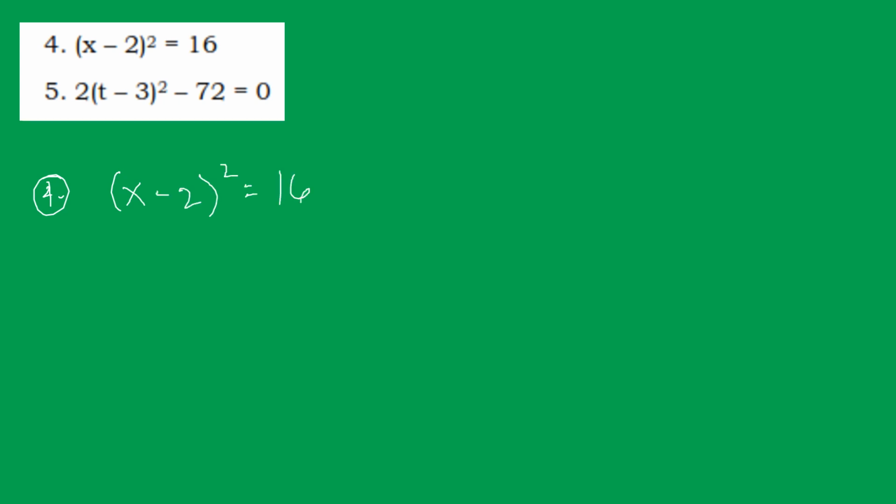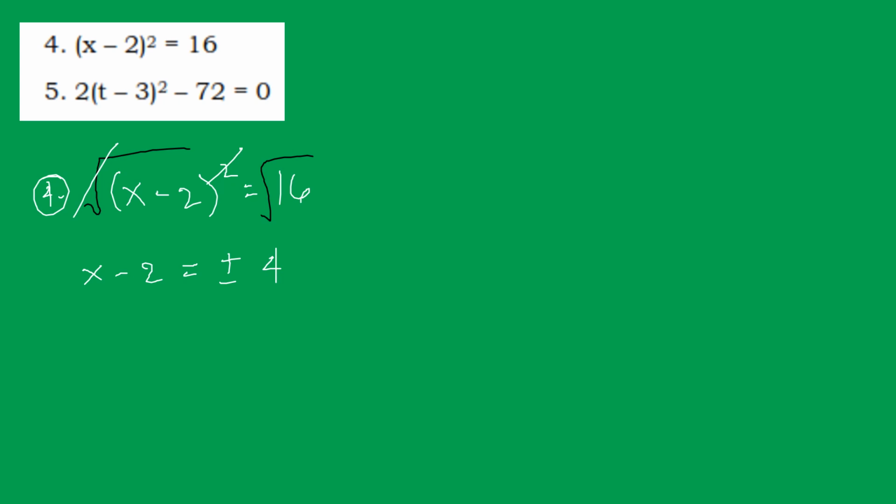So as you can see, halos parehas lang siya ng example number 3 natin. Although meron tayong ditong x minus 2, but still, it is considered as one term since nasa loob siya nung parenthesis at siya yung naka-squared. So pwede na natin gawin yung extracting the square root. So extracting the square root, cancel lang yung squared and then yung square root. So we will have x minus 2 is equal to the positive and negative square root of 16, which is 4.